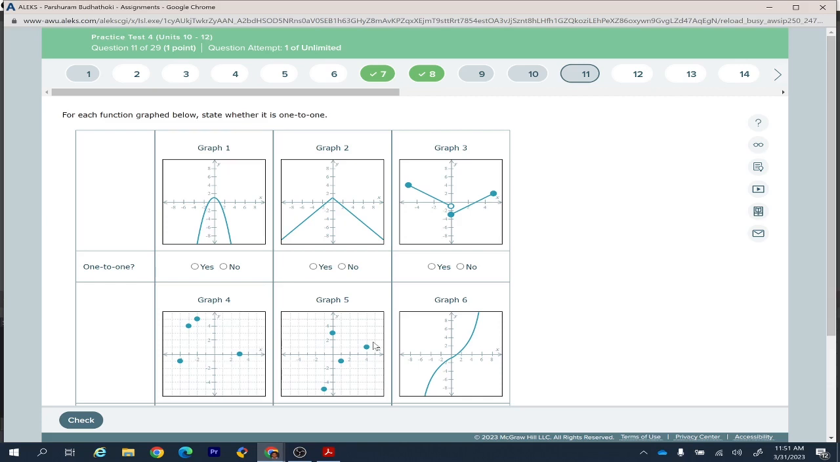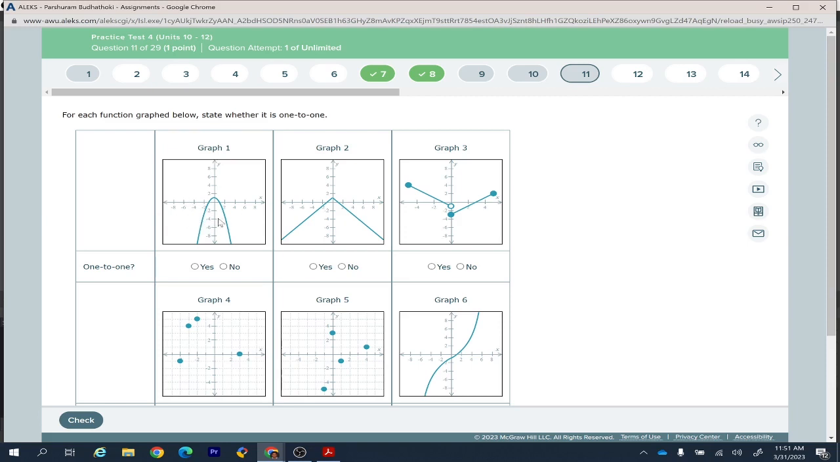Question number 11, for each function graphed, we have been given the graph of a function. We need to find out whether they are 1-to-1 or not. So one thing you have to keep in mind to check whether a given graph is 1-to-1 or not is to apply the horizontal line test. If you see any horizontal line intersect that graph more than once, that means it's not 1-to-1.